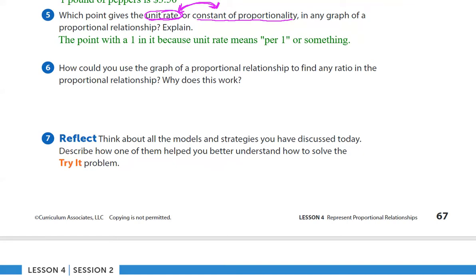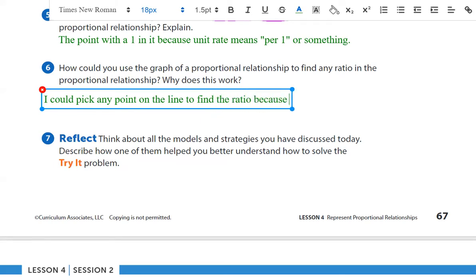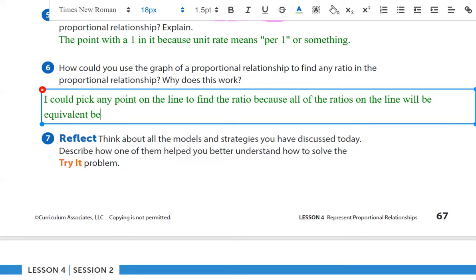Number 6. How could you use the graph of a proportional relationship to find any ratio in the proportional relationship, and why does that work? Okay. I could pick any point on the line to find the ratio, because all of the ratios on the line will be equivalent. Because that's what proportional means. That's the definition of proportional.